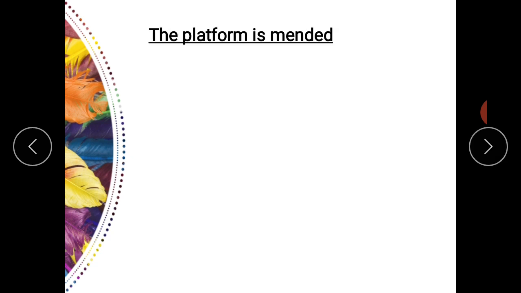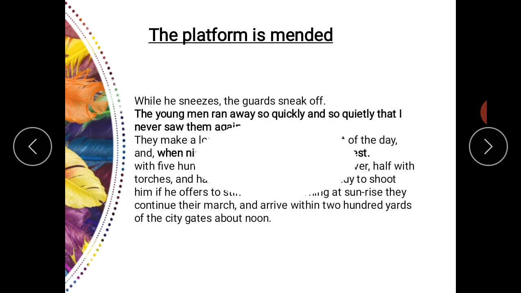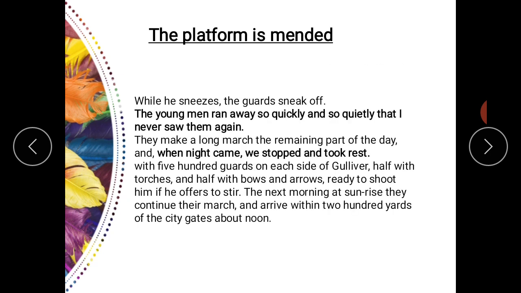And then the platform is mended. Something went wrong with the platform. And while he sneezes, the guards sneak off. They hid away. They ran away from there. The young men ran away so quickly and so quietly that I never saw them again.